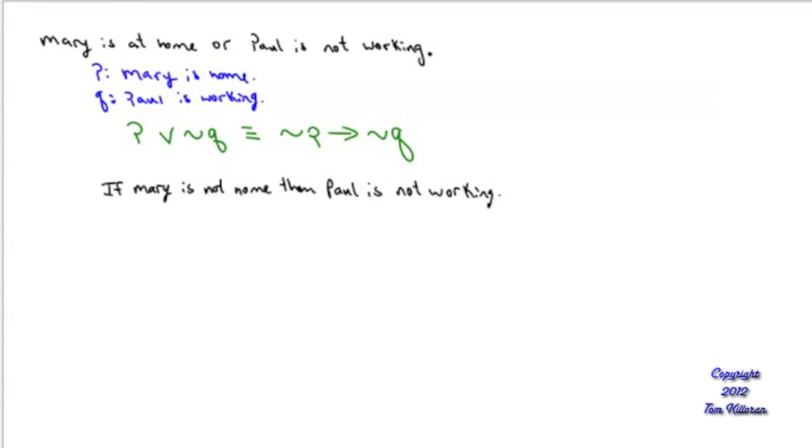So far, De Morgan's Law and the strange equivalence. Next up is what's called the conditional equivalences, besides the strange one.